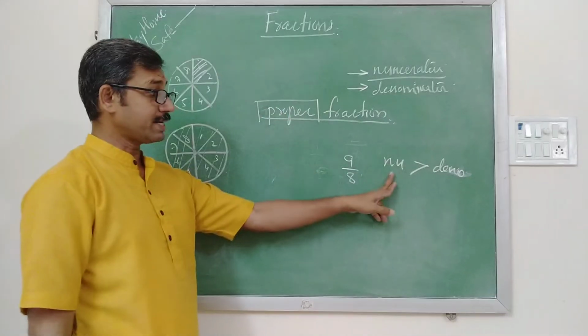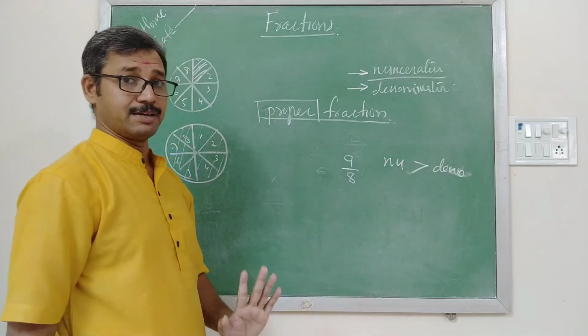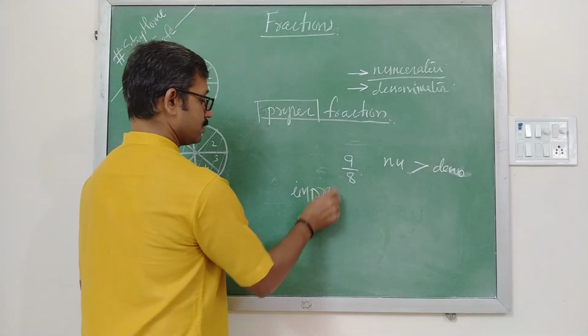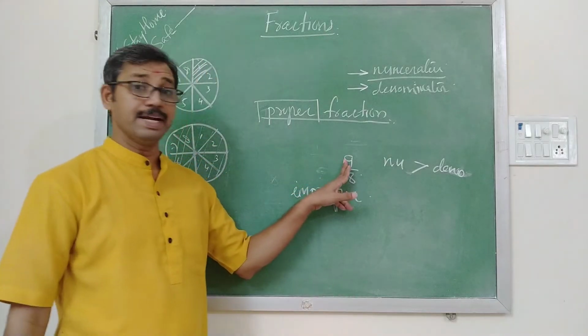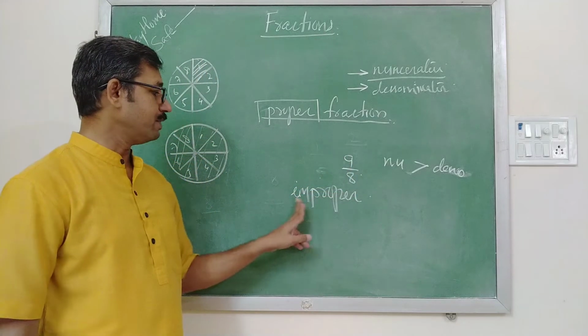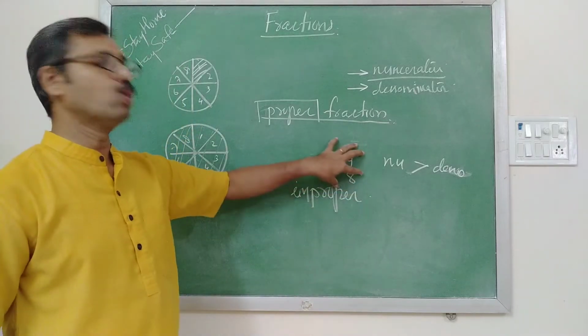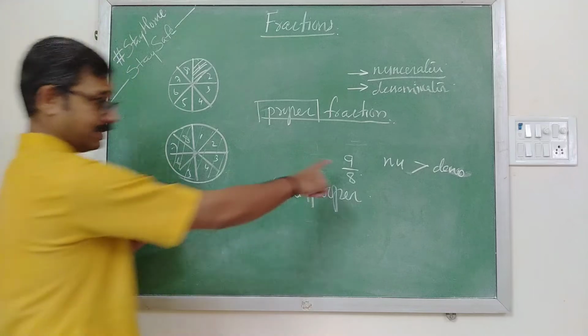Understand? The numerator is greater than the denominator. If such a thing is there, then it is called an improper fraction. If the numerator is greater than the denominator, then we say that it is an improper fraction. Why? Because there is a whole number in it. Now, what do you see?